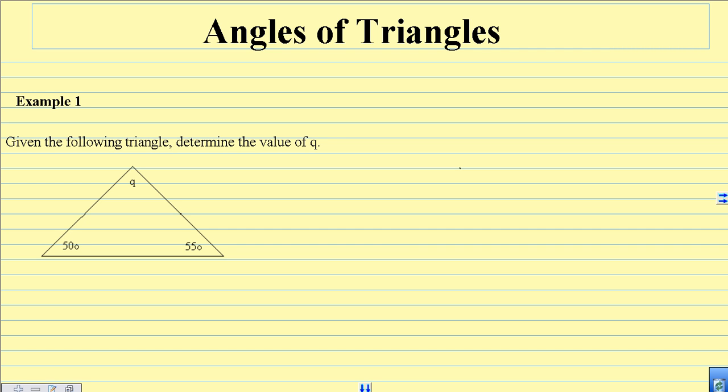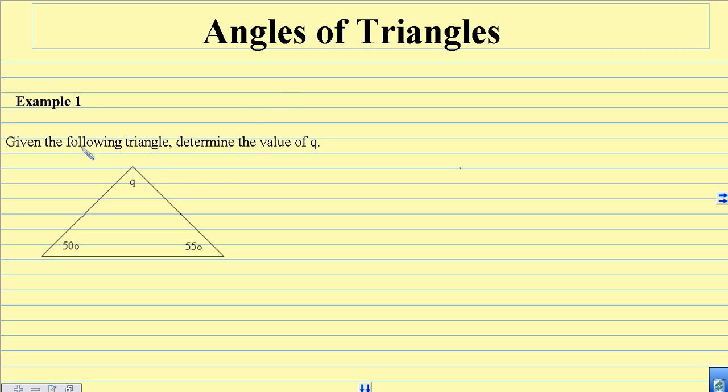Okay, welcome. Today we're talking about angles of triangles. Now, if you did the activity that you were supposed to do before this, you would have found out that all the angles in a triangle add up to 180 degrees. So all the angles in a triangle add up to 180 degrees.